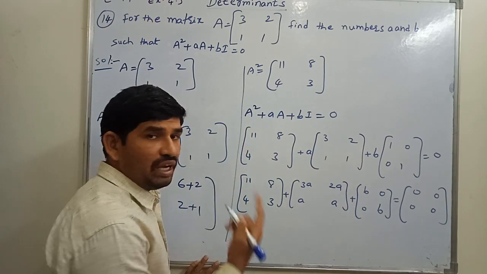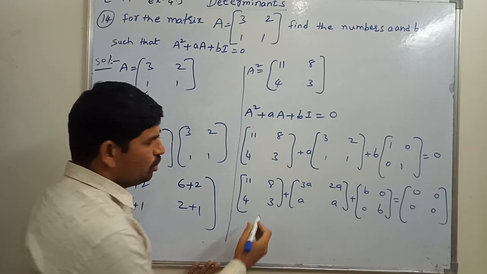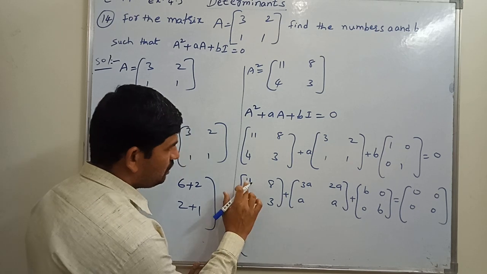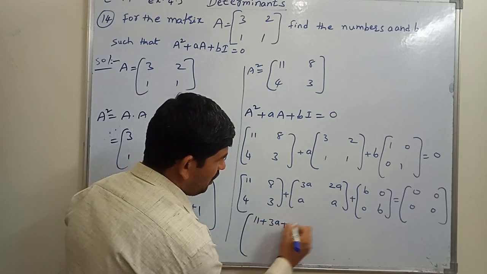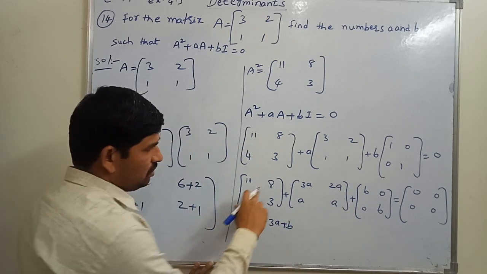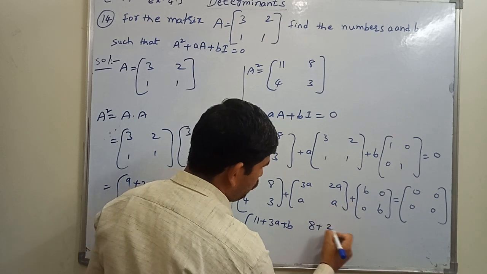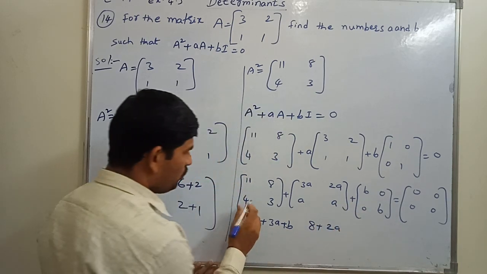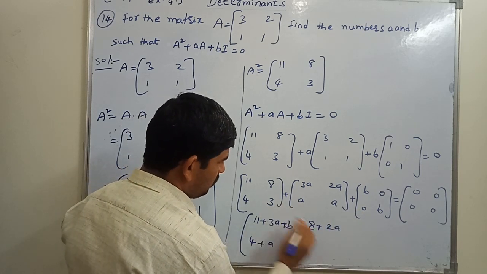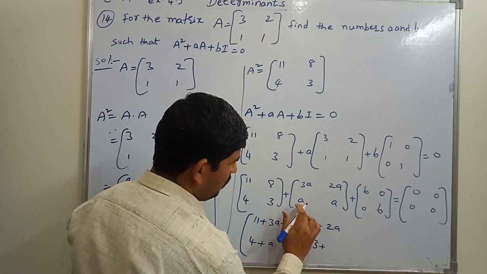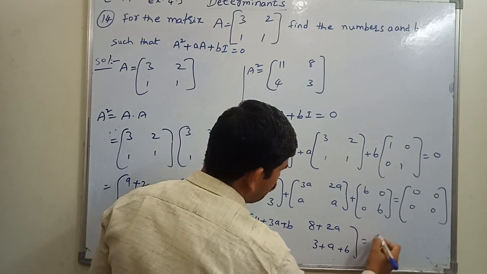To add the matrices, we observe the corresponding places. First element: 11 plus 3a plus b. Next, the second element: 8 plus 2a plus 0, no need to write 0. Then 4 plus a, again with 0. Next 3 plus a. And the last one is 1 plus a plus b, equal to the 0 matrix.